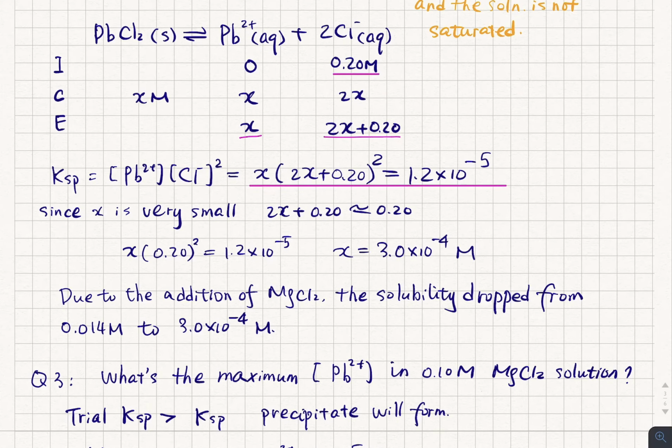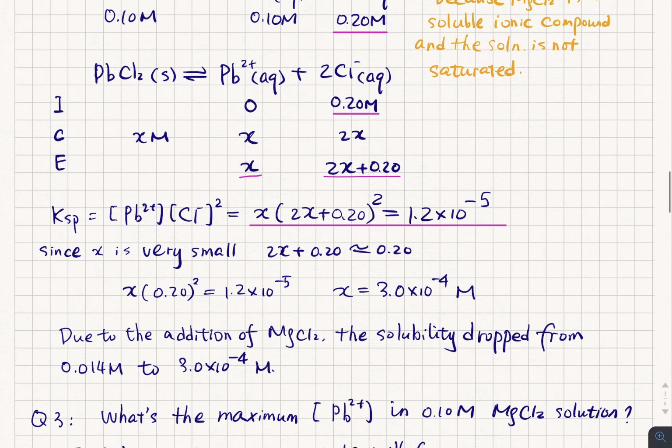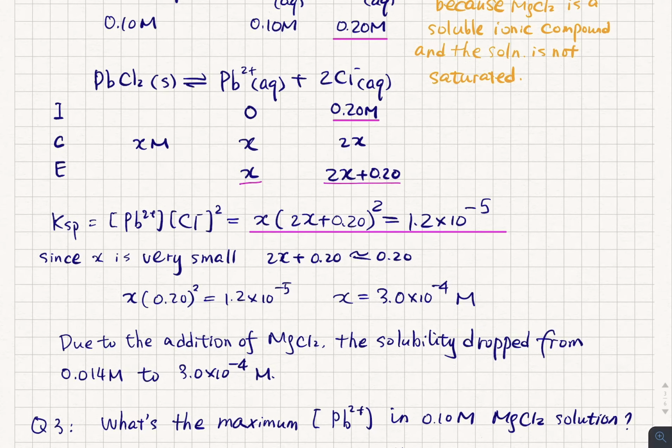So for the type 2 question, you can always assume the common ion concentration would be the concentration that's being introduced by the other species. You can always assume the common ion's concentration is the same as what has been introduced, and the ion that comes from your low soluble substance can be ignored.